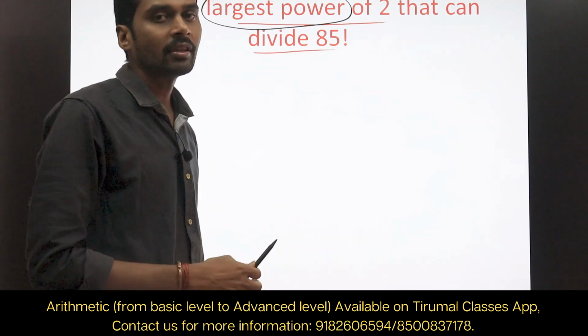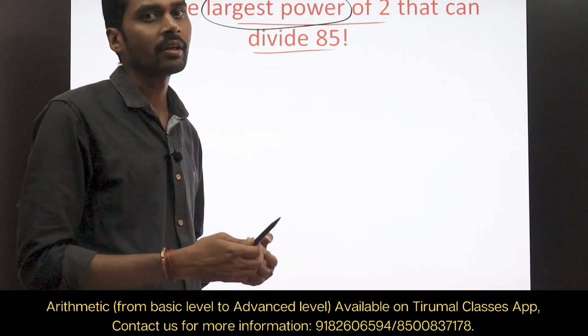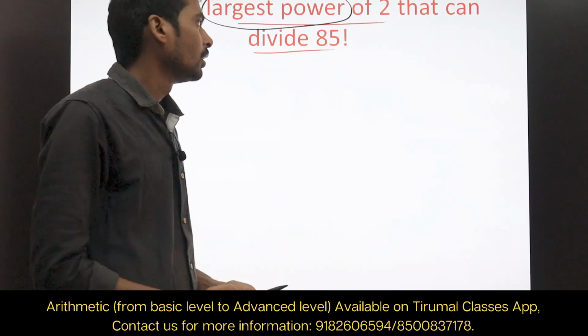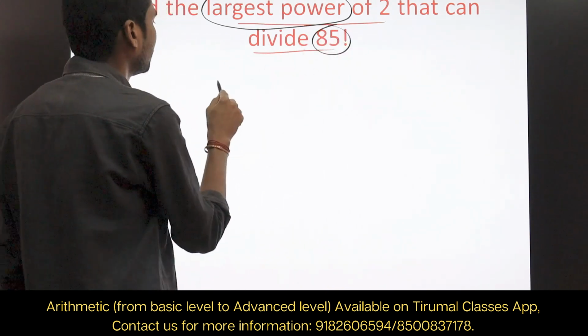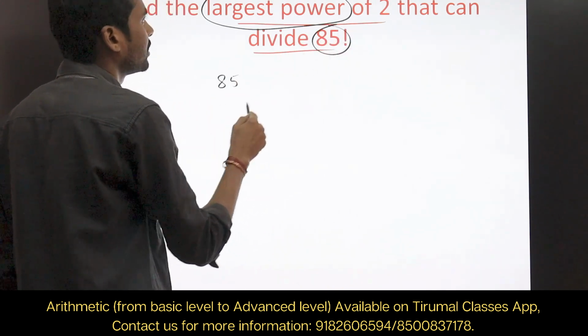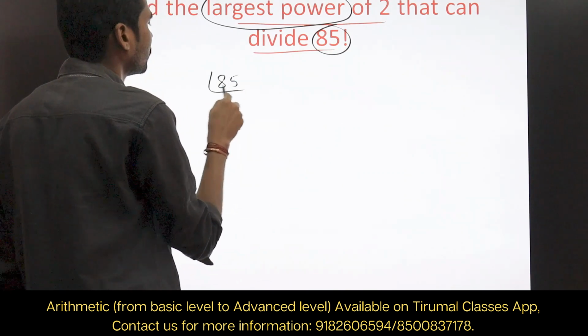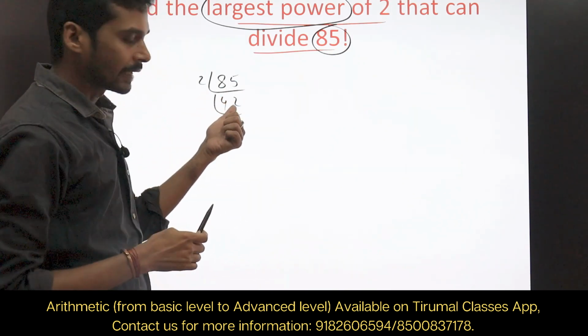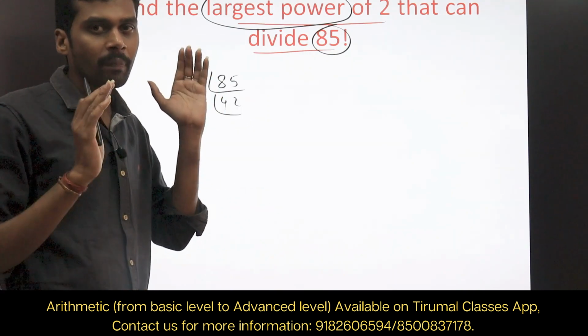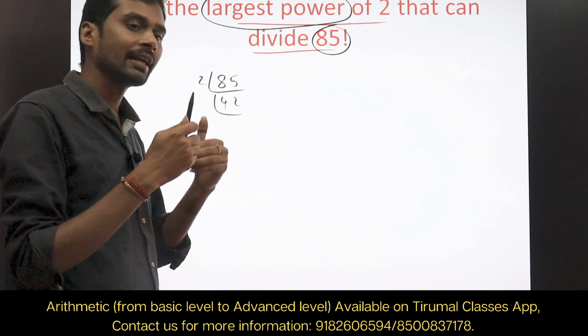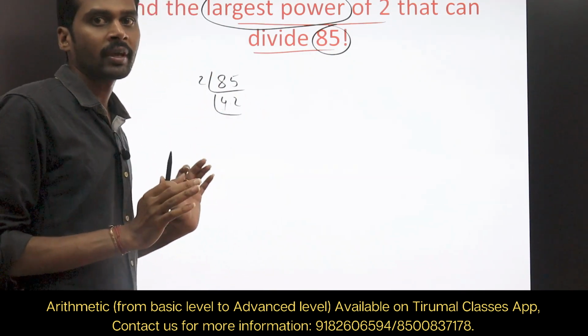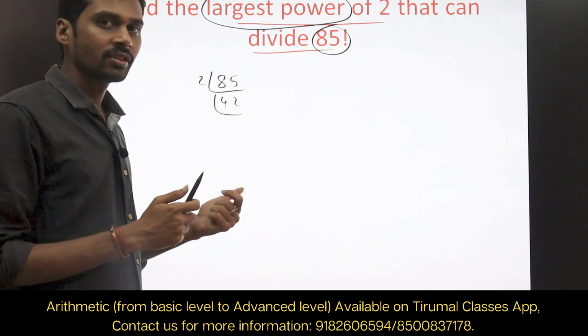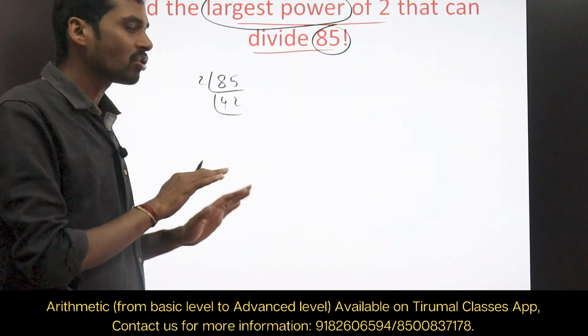So to find out that answer, we can go for the factorization method. What is the given number? The given number is 85. Now this number must be divided with which number? 2. 2 4s are 8, 2 2s are 4, and then again we are not getting remainder 0. Don't bother about the remainder. The remainder can be 0 or 1. So the remainder is not important here.